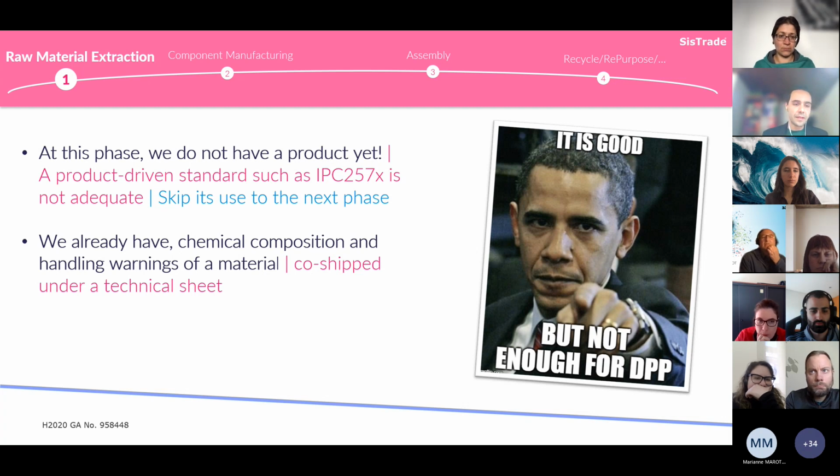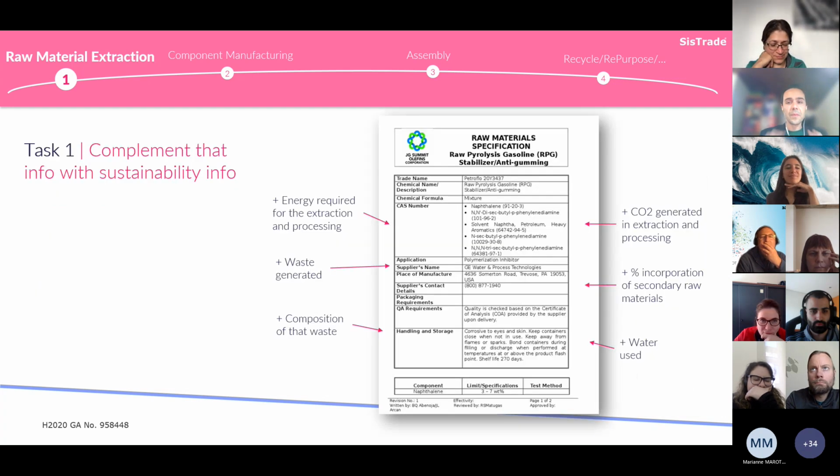But we have something now. We have the technical sheets that are delivered with the raw materials. We have chemical composition, handling warnings, and so on. But okay, this is something, but it's not good enough. Far from being good enough to include it in DPP. So our first task is to complement the info that we have already with sustainability info and possibly other information.